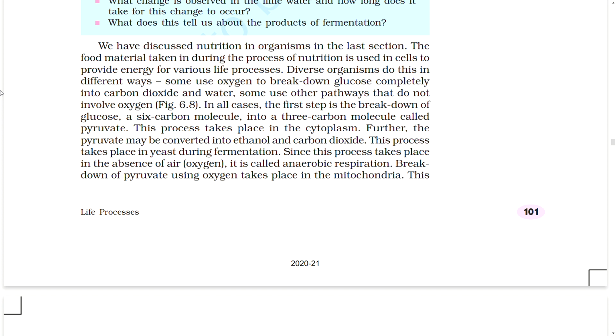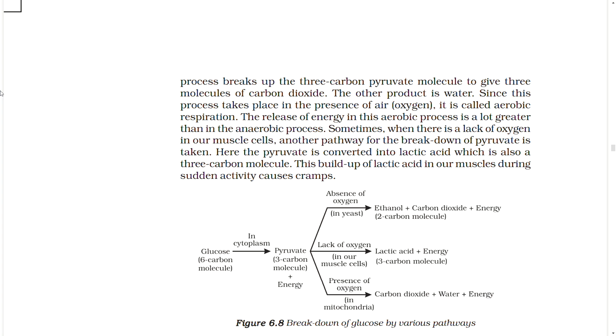Breakdown of pyruvate using oxygen takes place in the mitochondria. This process breaks up the 3-carbon pyruvate molecules to give 3 molecules of carbon dioxide. The other product is water, since this process takes place in the presence of air, that is, oxygen. It is called aerobic respiration. The release of energy in this aerobic process is a lot greater than in the anaerobic process.